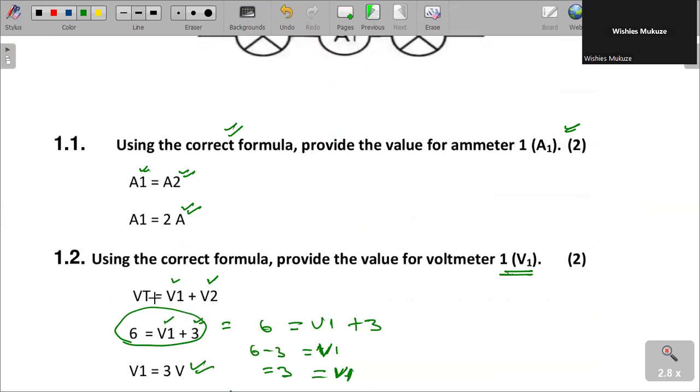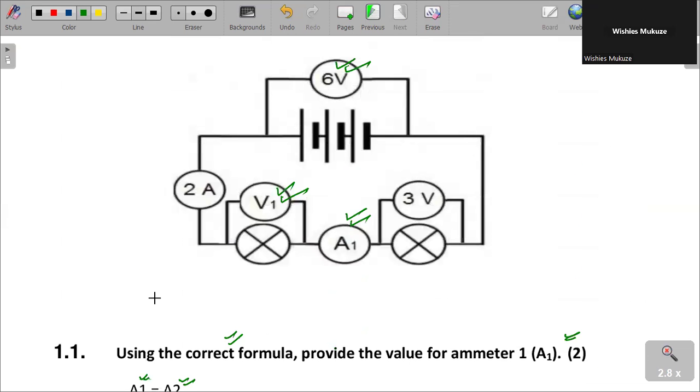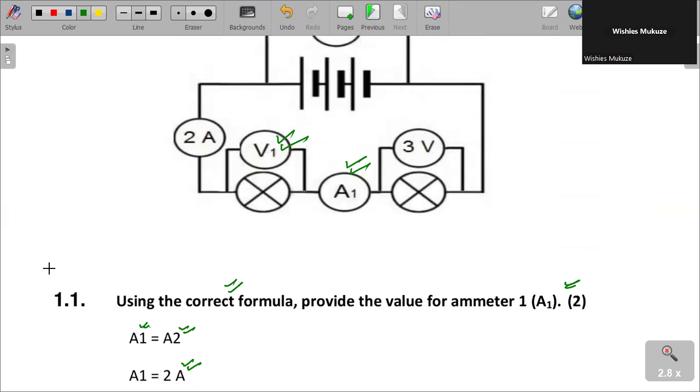So these questions, I'm just calculating them for you so that you can relate and see, and again, when they come next time in a question, you can be able to answer them.